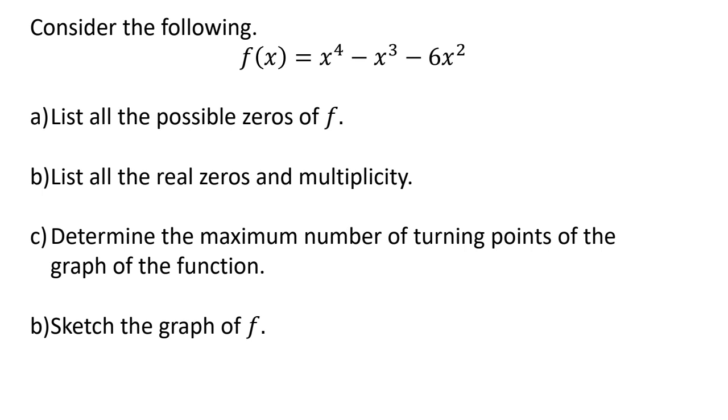So here's one where we're going to put it all together and graph it. So my degree is 4. That means I should have 4 zeros. So we're going to find the possible zeros. Then we're going to get the real zeros. Then we're going to graph it.